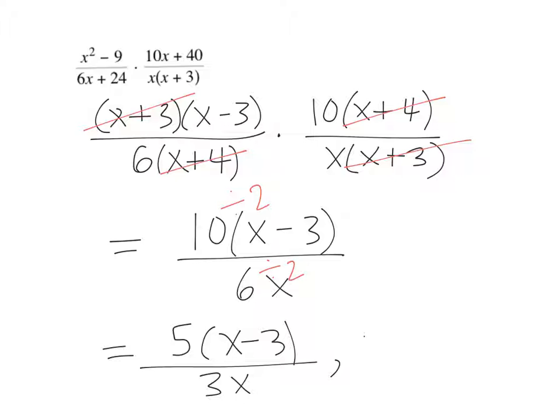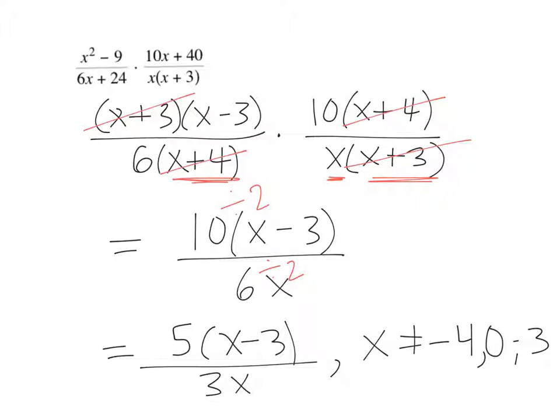Okay, and I write down the non-permissibles. So for multiplication, the non-permissibles come from every factor in the bottom that involves an x. So for x plus 4, the non-permissible would be negative 4. For x, it would be 0. And for x plus 3, it would be negative 3.